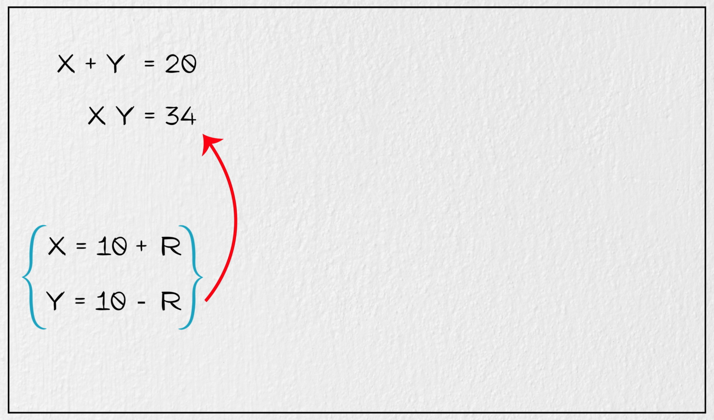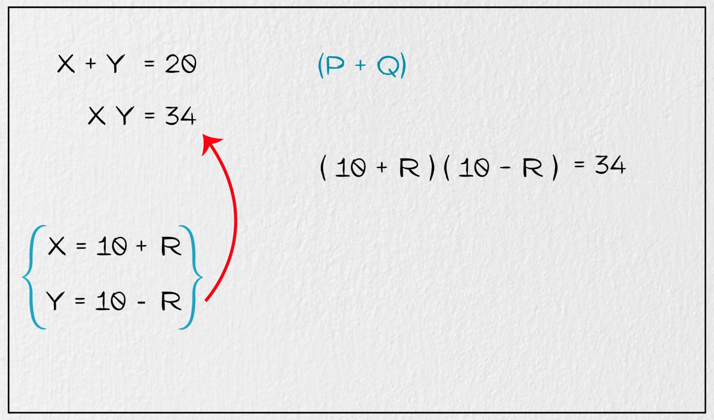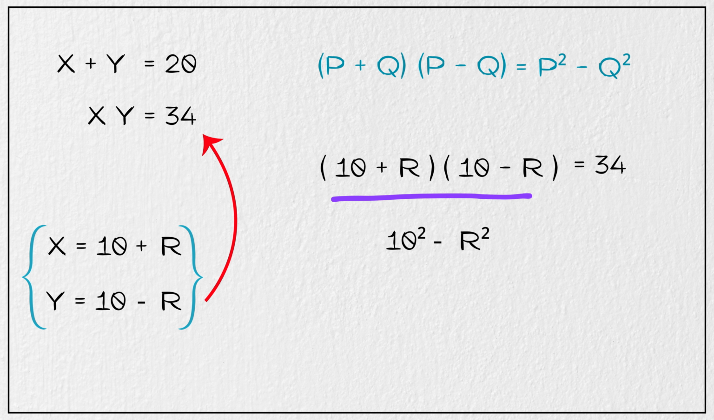Now substituting these into the product, we get the expression (10 plus r) times (10 minus r), which must equal 34. Using the difference of squares identity, that is (p plus q) times (p minus q) equals p squared minus q squared, this becomes 10 squared minus r squared, which is 100 minus r squared. Correct? Now equating this with 34 gives us 100 minus r squared equals 34. Shifting terms, we get r squared equals 100 minus 34, which is 66.